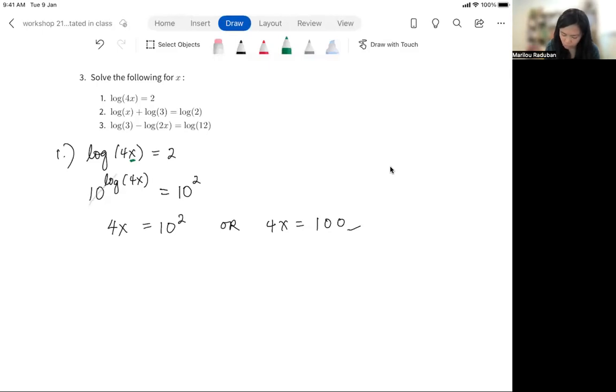Now isolating x. 4 is being multiplied to x, so to isolate x, you have to do the inverse operation of the multiplication, divide by 4. You have to do that on both sides. And 4 divided by 4 is equal to 1, so that's equivalent to just canceling out 4 on the left side. And you have x on the left side, and you have 100 divided by 4 on the right side, or 10 exponent 2 divided by 4, which gives 25.